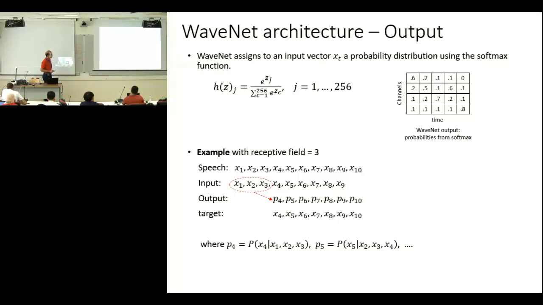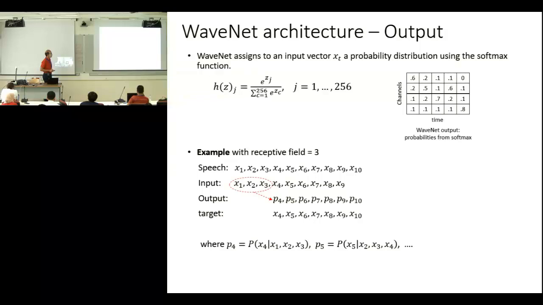Have a look here. In the input, we don't consider the last sample. We only consider all the samples minus the last one. The first 3 are used to predict a probability distribution for the next sample. Because our receptive field is 3, these 3 are used to predict the probability distribution for x4. The target distribution is x4 itself.